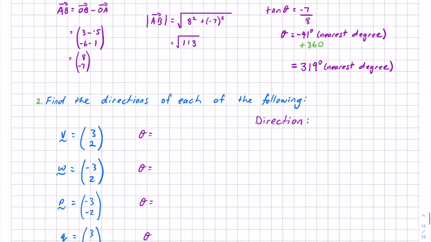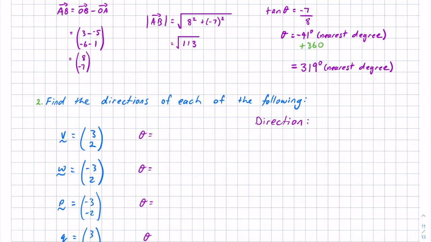So let's look at each of these, finding the direction of each of these. Now, to begin with, I'm not going to consider quadrant. So I'm just going to do theta equals tan inverse of 2 on 3. So it's kind of upside down. And that gives me 33.69 degrees. For W, tan inverse of 2 on negative 3. That gives me negative 33.69.